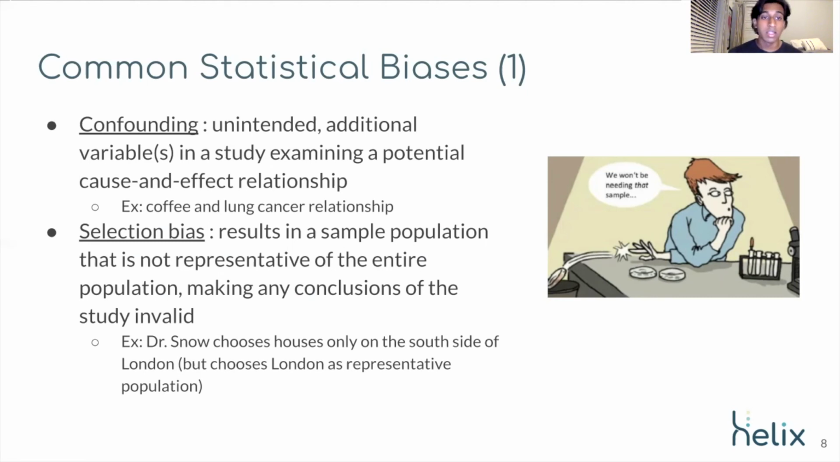The second one that we're going to go into is a selection bias, and that's when results in a sample population are really not representative of the entire population that you're trying to make inferences on. Therefore, any conclusions and inferences drawn on this total population are invalid. An example of this is, let's say Dr. Snow chose to use houses that were only on the south side of London, but chose to use London as the respective population on which he was going to base his inferences. This would be a form of selection bias because he didn't take into account the other areas and households of London, and therefore any conclusions from this study would be invalid.